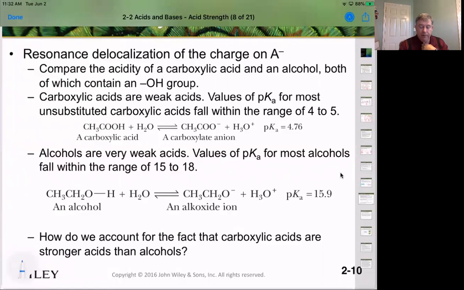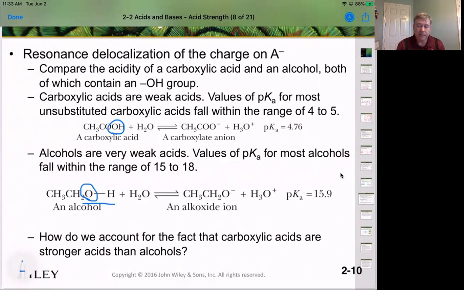So by just comparing the oxygen here and the oxygen here: on the carboxylic acid, we have the hydrogen bonded to oxygen. On this alcohol, we have hydrogen bonded to oxygen. So just by electronegativity, they should be the same acidity.